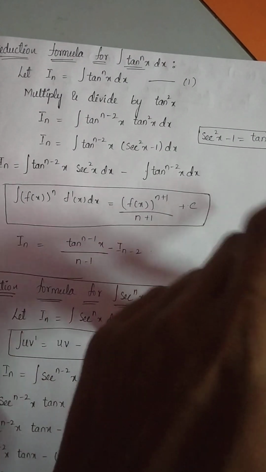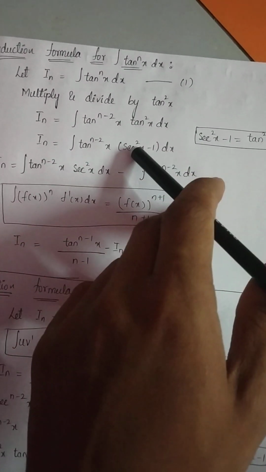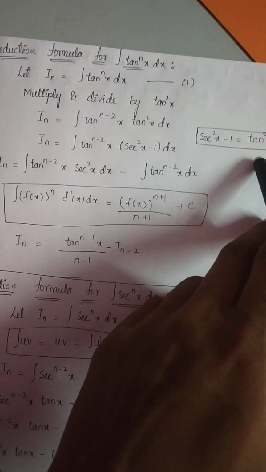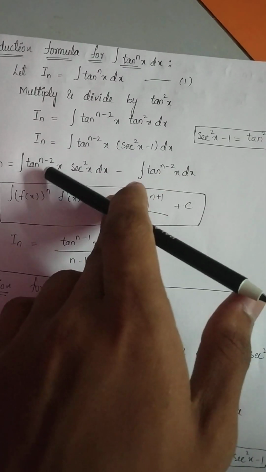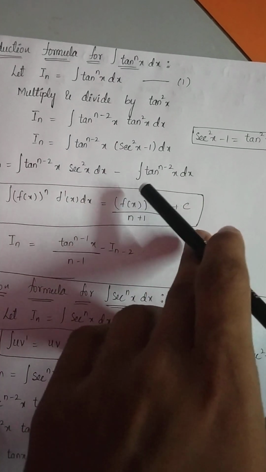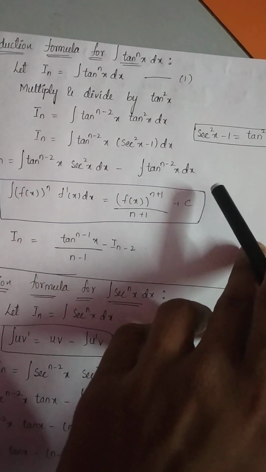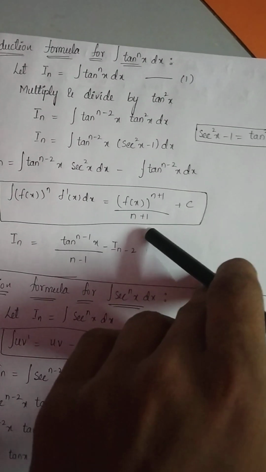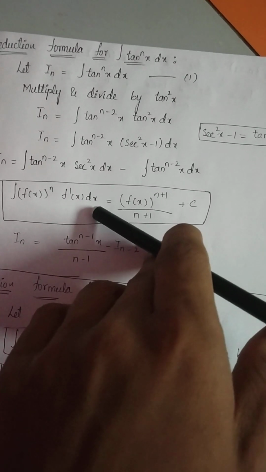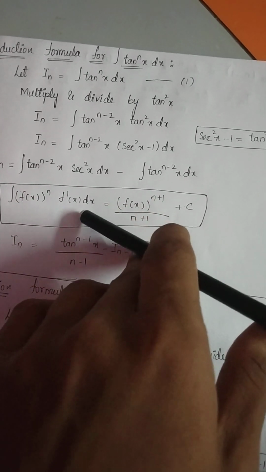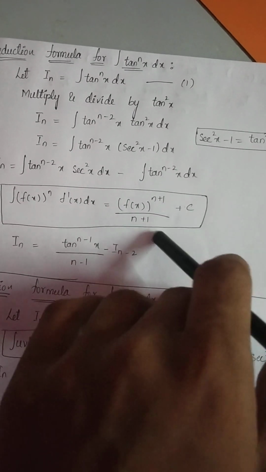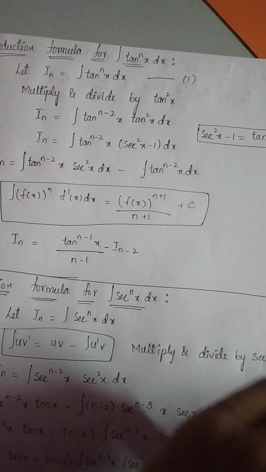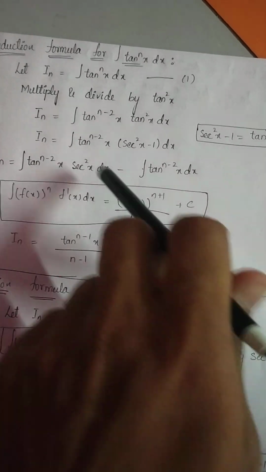dx. Next up, we will apply sec^2 x minus 1 here, which is a trigonometric identity for tan^2 x. So after multiplying this inside, we get integration of tan^(n-2) x sec^2 x dx minus integration tan^(n-2) x dx. After that, we will apply this shortcut formula, which is integration of [f(x)]^n f'(x) dx. We can simply write it as [f(x)]^(n+1) by n plus 1 plus c. Okay, we'll apply it over here.